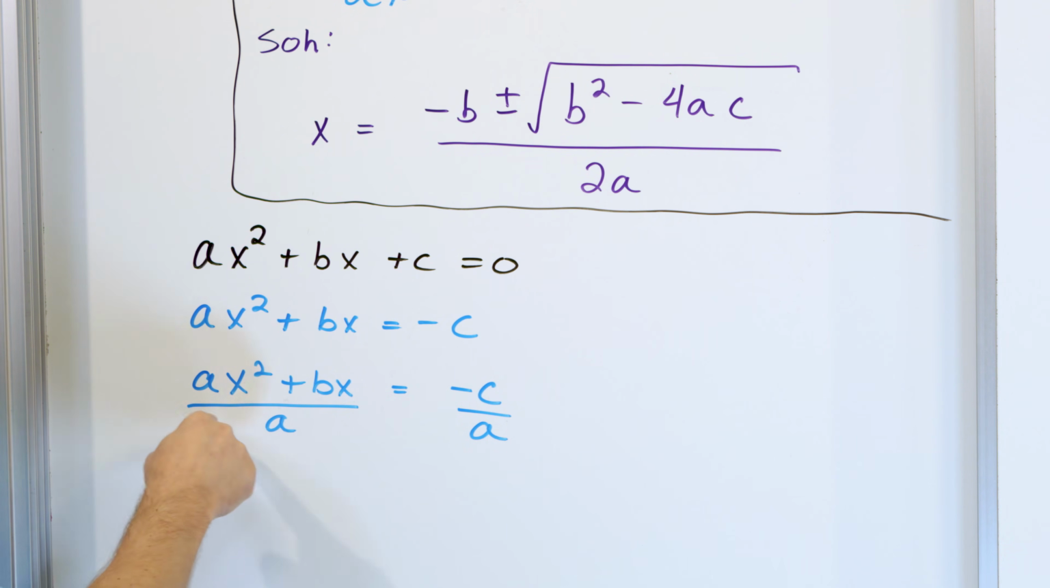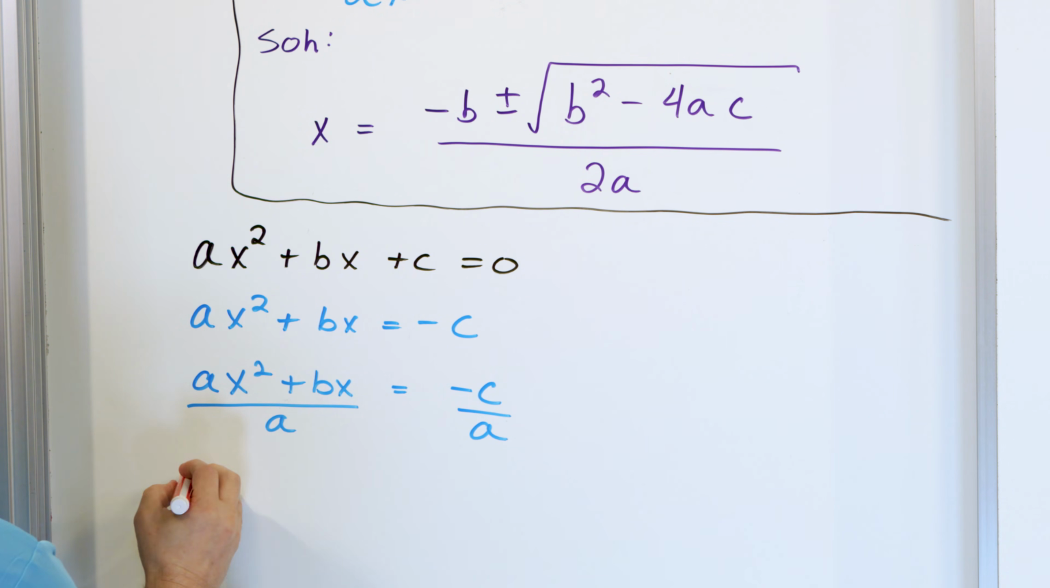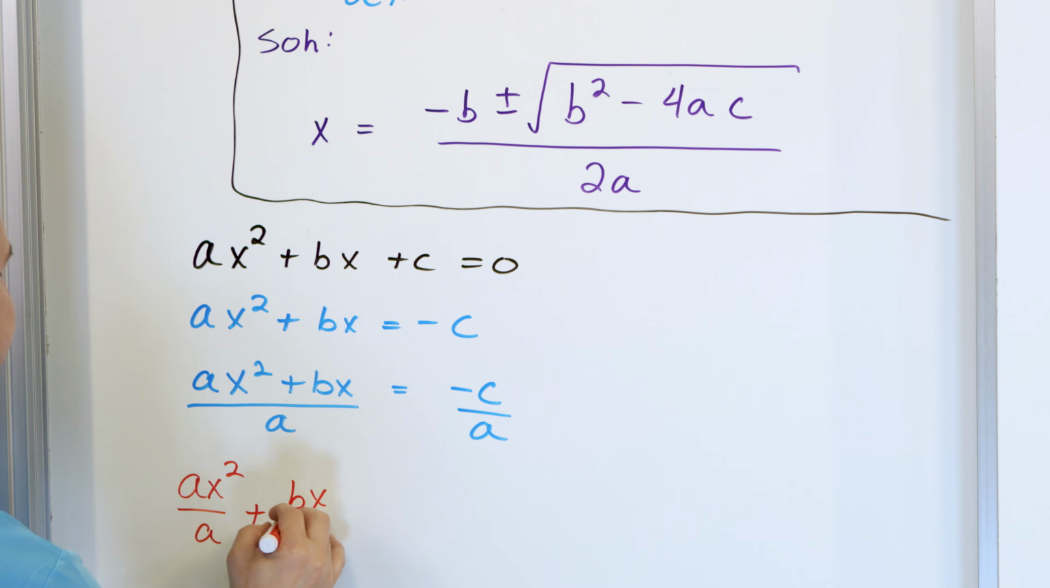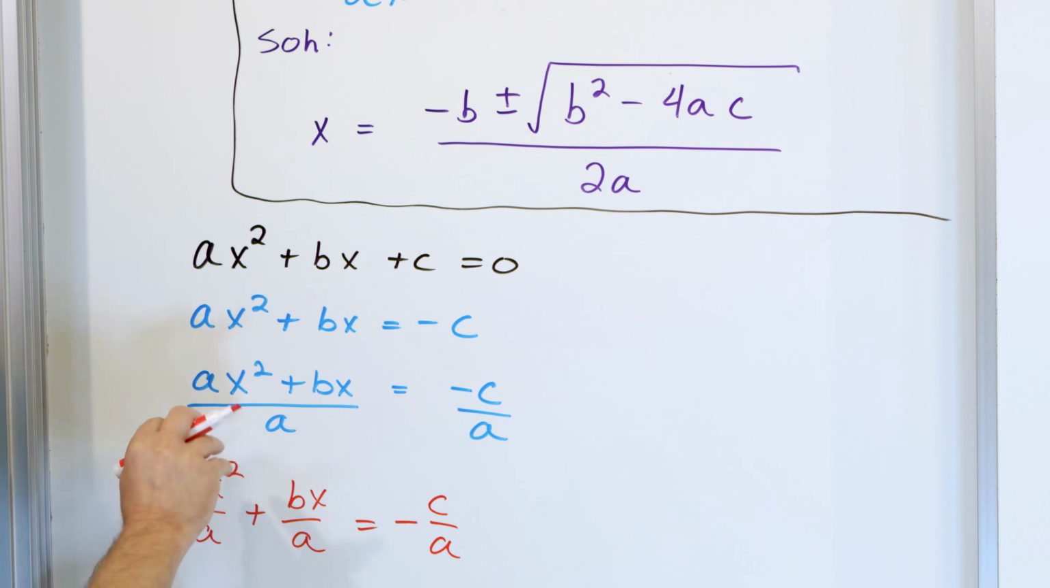So then what we do is we look at this, and we want to do the cancellation. We're going to break this up into two fractions like this. We're going to break it up into ax squared over a. The plus sign comes from here, and then bx over a. And on the right-hand side, it's going to be negative c over a. So all I've done here is break it up.